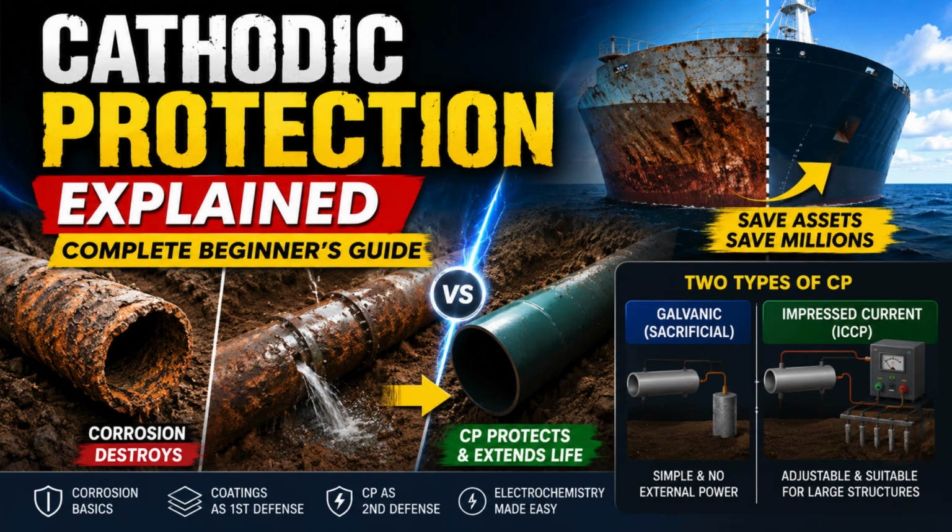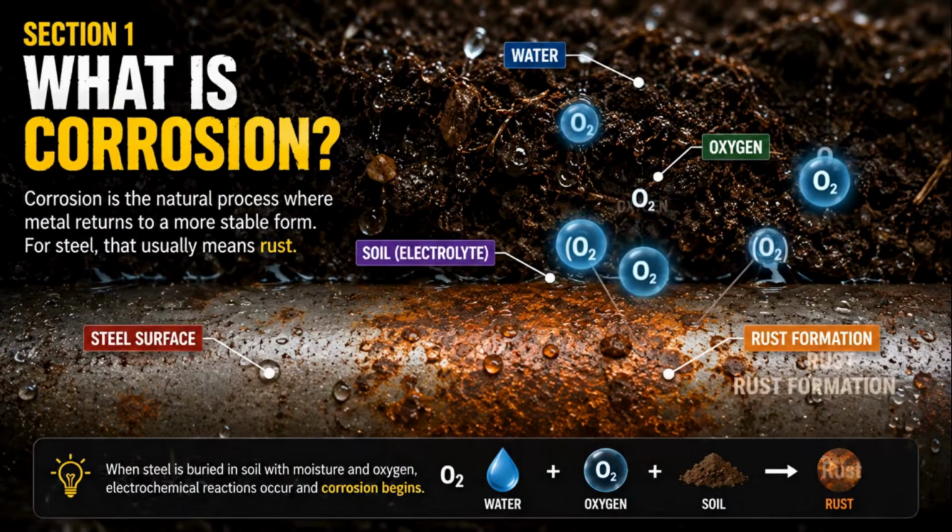In this video, we will explain cathodic protection from zero. We will cover what corrosion is, why metal rusts, how coatings protect steel, why coatings are not enough, and how cathodic protection works as the second line of defense. We will also compare the two main types, galvanic cathodic protection and impressed current cathodic protection, also called ICCP. By the end of this video, you will understand the basic idea behind one of the most important corrosion protection methods in industry. Let's start with corrosion.